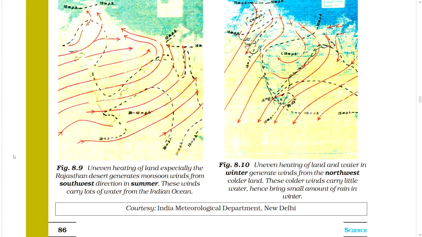Figure: Uneven heating of land, especially the Rajasthan desert, generates monsoon winds from the southwest direction in summer. The winds carry lots of water from the Indian Ocean. Figure: Uneven heating of land and water in winter generates winds from the northwest cooler land. These colder winds carry little water, hence bring a small amount of rain in winter. Courtesy India Meteorological Department, New Delhi.